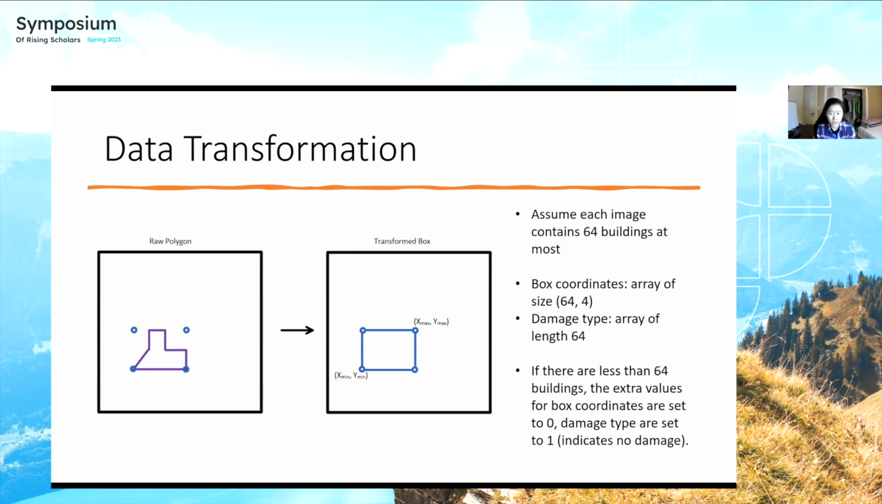Since this research intends to use bounding boxes, the ground truth polygon labels need to be converted into boxes. I assume that each image would contain 64 buildings at most. So my transformed data for boxes would be an array of size 64 by 4, with 64 being the number of boxes, and 4 being the x minimum, y minimum, x maximum, and y maximum coordinates. The damage type data is simply an array of 64. If there are less than 64 buildings, the extra values for the box array are set to 0, and damage type are set to 1, which indicates no damage.